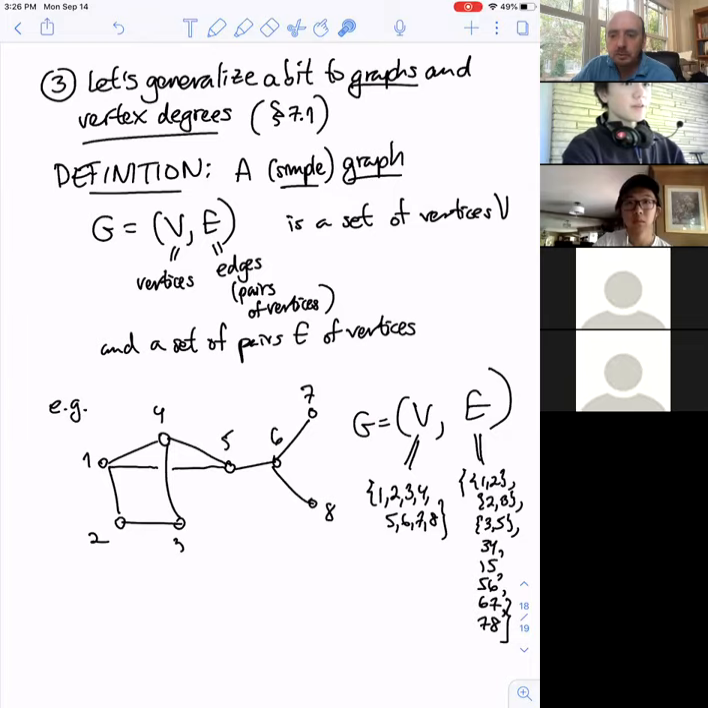Okay. Do they have to be unordered? Like, do they have to be unordered pairs, or can you have them directed too? Later, we'll talk about directed graphs. For the moment, this is a simple undirected graph. And let me just say what simple means.